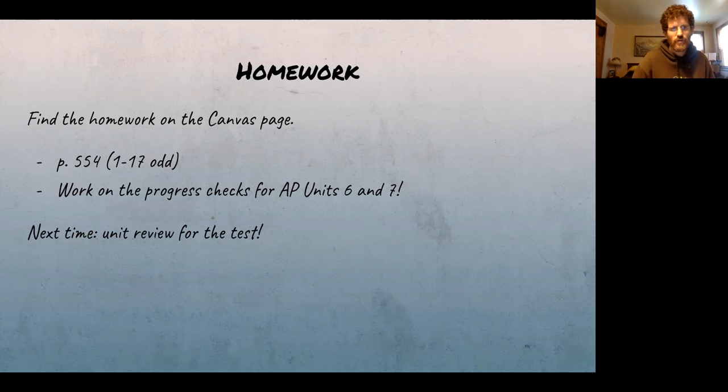Remember that your multiple choice questions are going to be based on these types of multiple choice questions. So I highly encourage you to go through this over the weekend and on Monday. We're going to review on Monday, and Tuesday is the test.